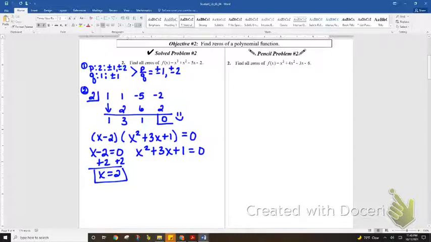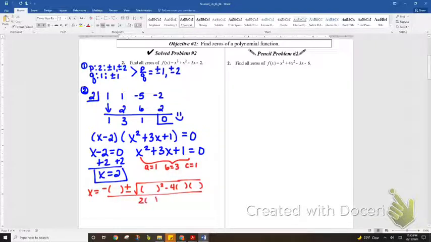Now, I can't factor this piece. So how else can we solve it? We can use our quadratic formula. So remember that our a is 1, our b is 3, and our c is 1. So we're going to do x equals negative b plus or minus the square root of b squared minus 4ac, all over 2a. Alright, so make sure you plug your numbers in, and then simplify this.